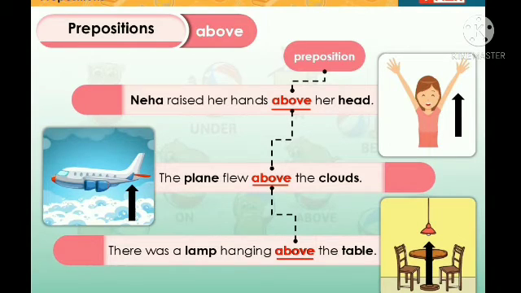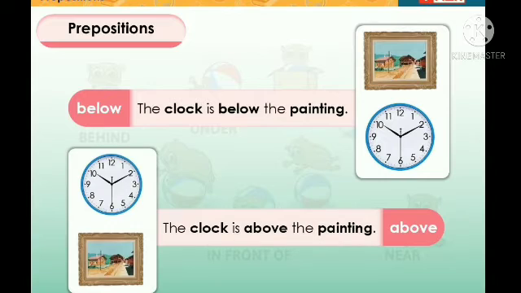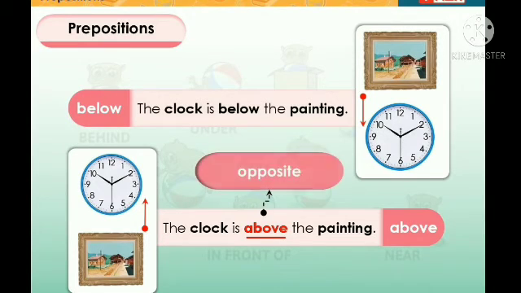Children, now look at these two sentences together. Children, observe the pictures and the preposition used. The clock is below the painting. The clock is above the painting. Look at the position of the clock. In the first picture, the clock is below the painting, and in the other picture, the clock is above the painting. They are showing opposite positions. It means that the word above is the opposite of below.